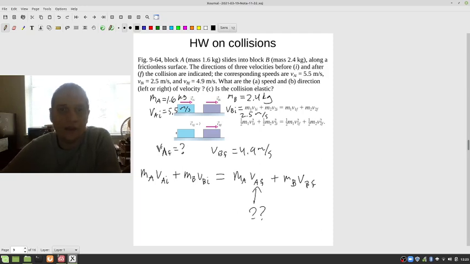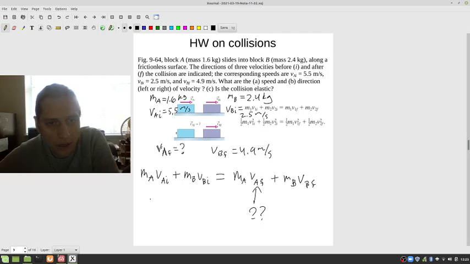It asks what are the speed and direction? Well, the speed is just going to be the magnitude of that number. You're going to know what direction the block is going by whether that number is positive or negative. If it's positive, it's going to continue to go right. If it's negative, it's going to go left. Now, the hard part here is the second question: is the collision elastic?